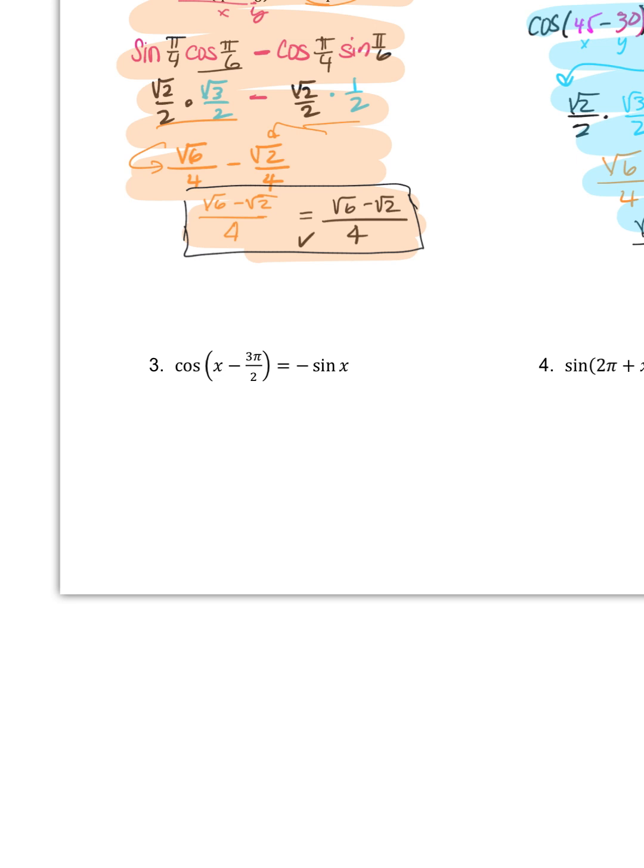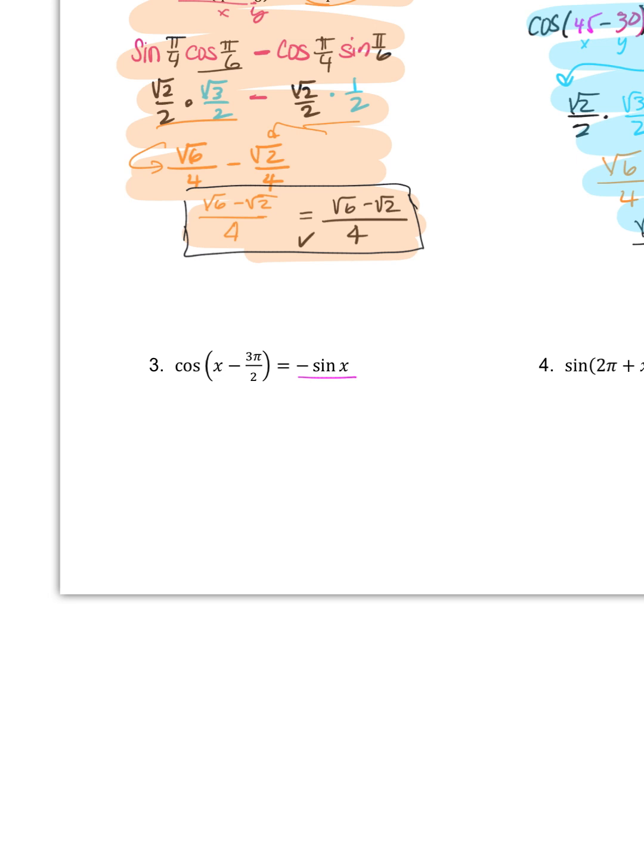All right, number 3. We have to verify this. This time though, notice that we don't have just a number over there, or constant. Remember, these up here are constants because they're just numbers. This is a trig function, so we're not going to give that kind of answer, but that's okay.